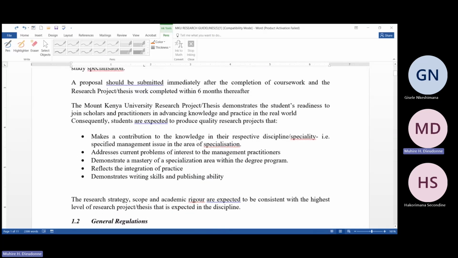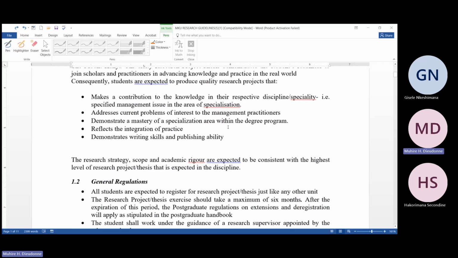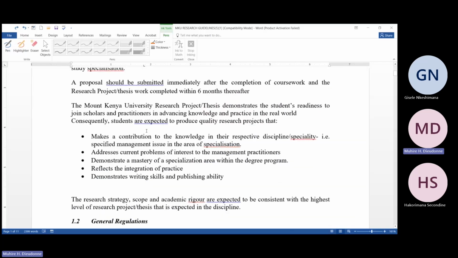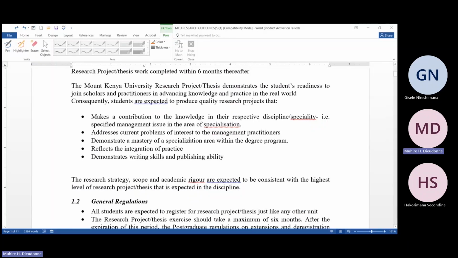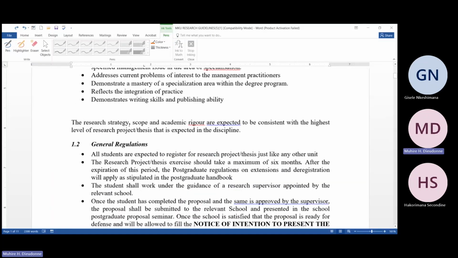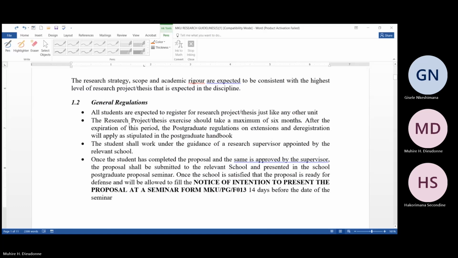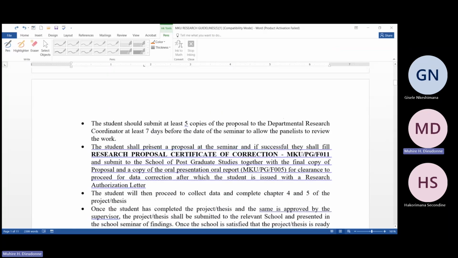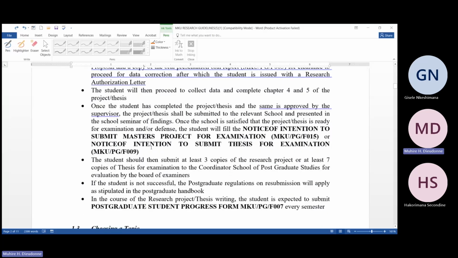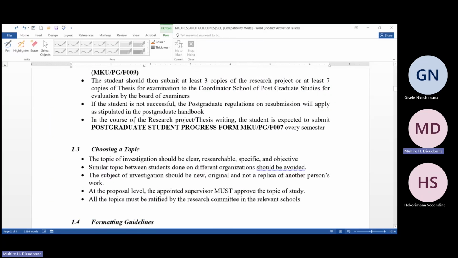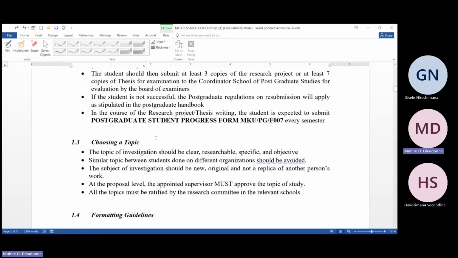So we thank Mount Kenya University for this guideline, because the resource is from Mount Kenya. And this guideline is showing us how to go about research. So before taking more time on the introduction, I want to go immediately to the proposal, because most of you are in this training. You are on the proposal.